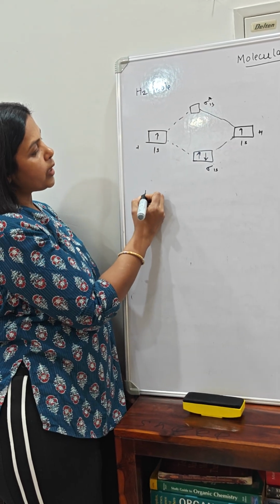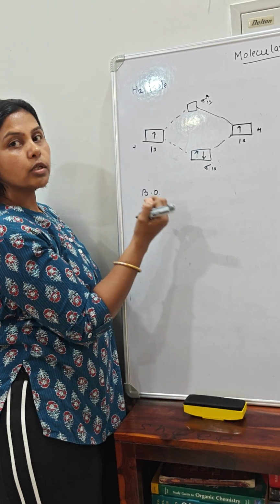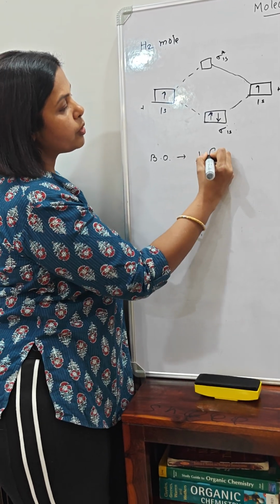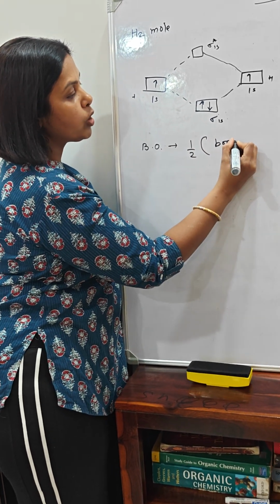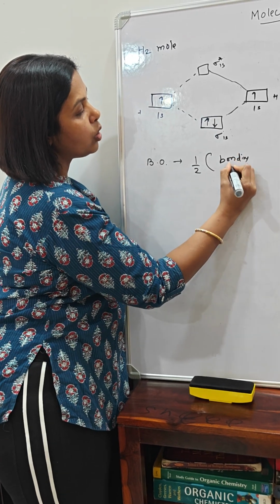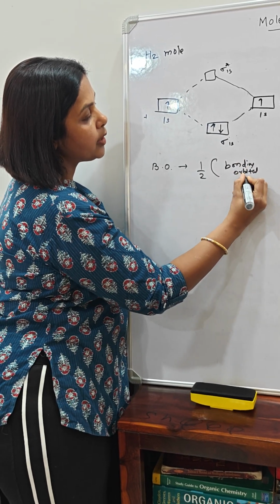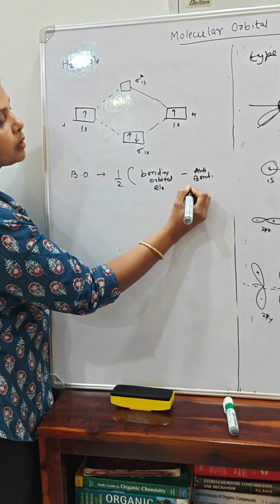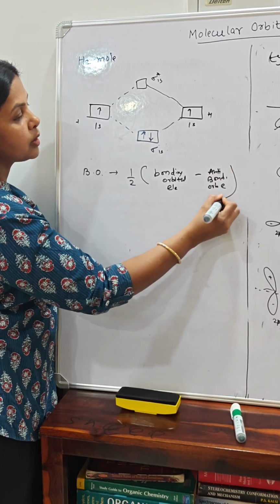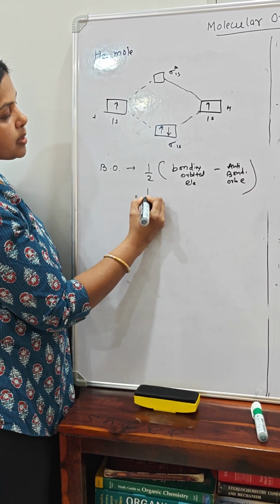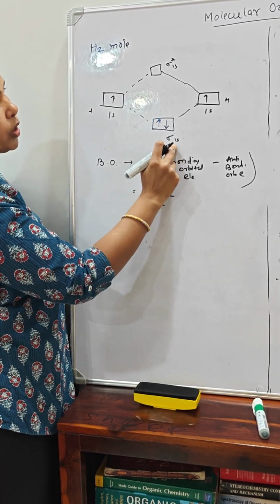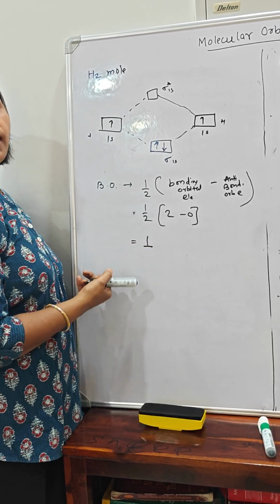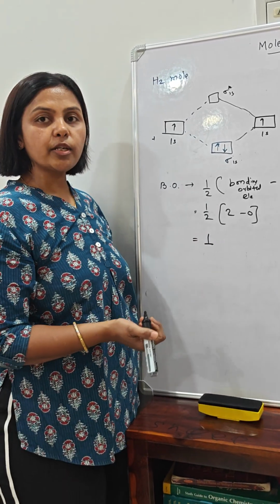If we want to calculate bond order, which represents the strength of the molecule, it can be calculated as half of the bonding orbital electrons minus the anti-bonding orbital electrons. In this case it is 2 in the bonding and 0 in the anti-bonding, so the bond order will be 1. I will stop here, and further things I will discuss in the next video.